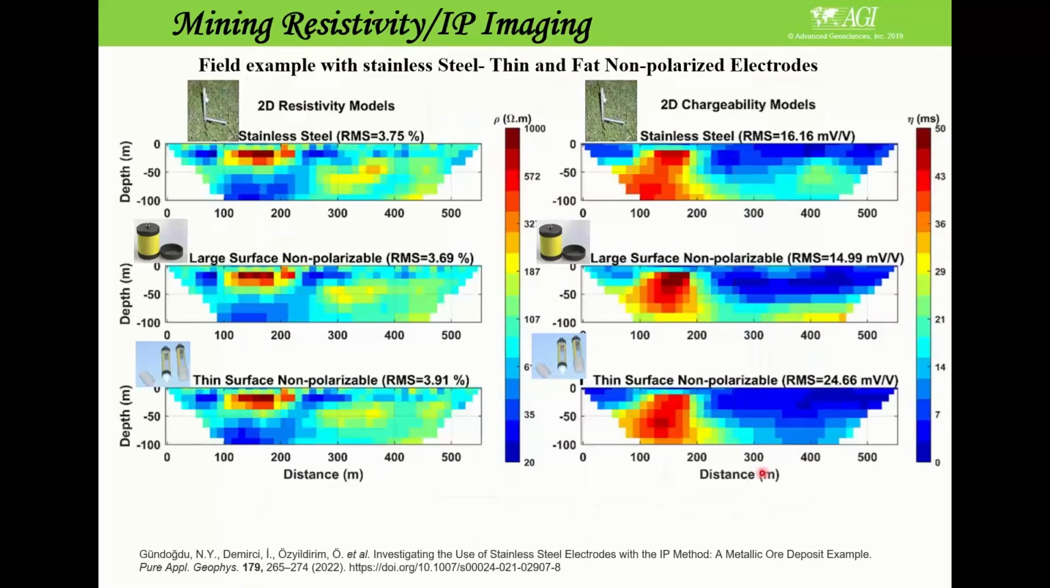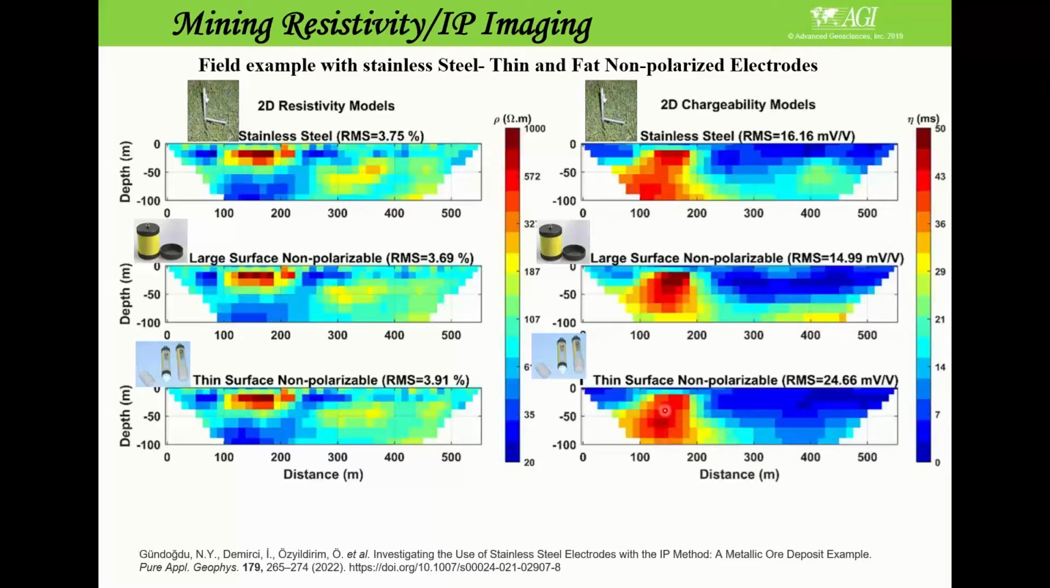Here's another example of this comparison. On the left side it shows resistivities again, and the right side shows chargeabilities. These are all 2 second current cycles, and the first one is the stainless steel electrodes. The middle is the large surface, and then the thin surface stainless steel, non-porous electrodes. So let's just concentrate on the right side, the chargeabilities.